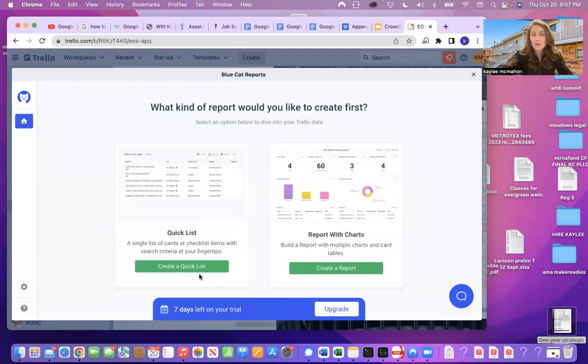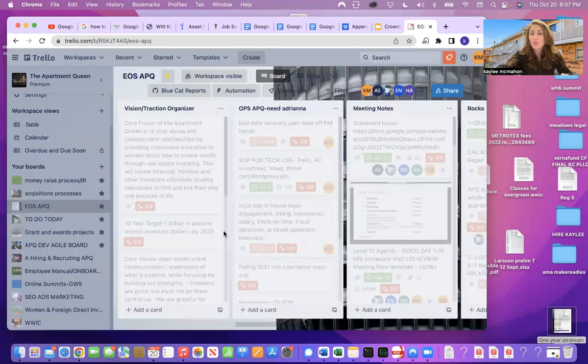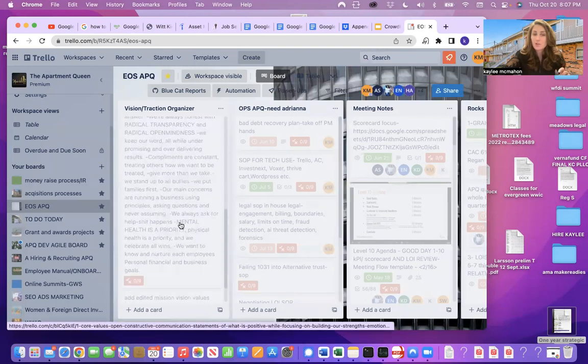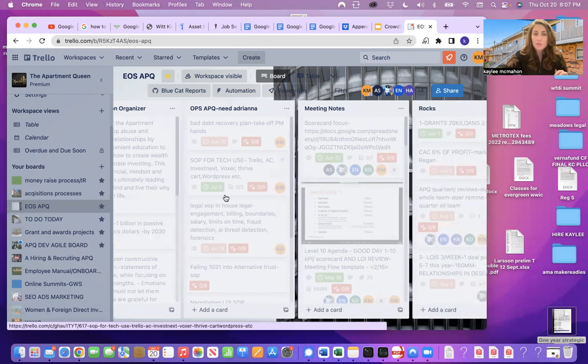And essentially, if you want to create a report, I don't want to make it right in front of you, but essentially what you're doing is you're picking key performance indicators that you are tracking. So we have a mission, vision, values right here in the VTO, a vision traction organizer.